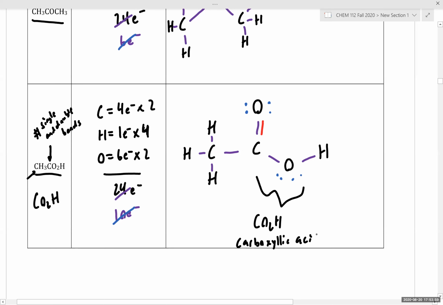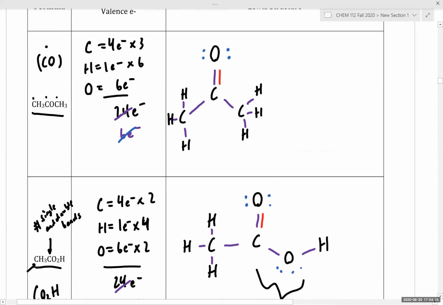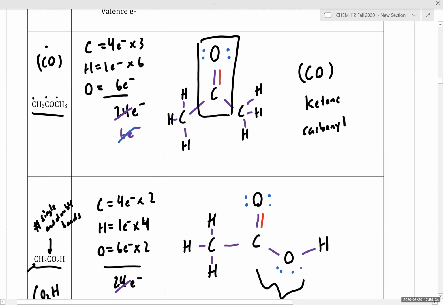I'd like you to note that this CO2H moiety, or CO2H functionality, is known as a carboxylic acid. So when you see this arrangement of atoms in your chemical formula, it's highly likely that you have a carboxylic acid functional group. By the same token, in our earlier structure of acetone, this CO functionality is known as a ketone, or more generally as a carbonyl. And the carbonyl functionality consists of a carbon double bonded to oxygen.